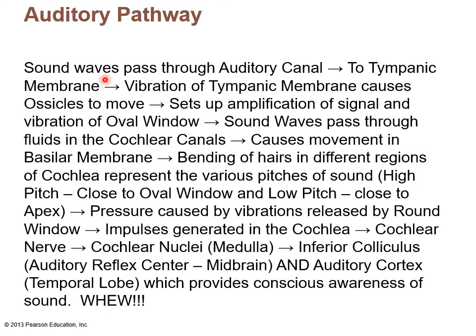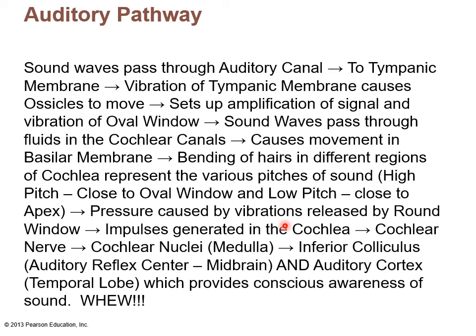So here's the pathway mapped out for you. Sound waves pass through the auditory canal to the tympanic membrane. Vibration of the tympanic membrane causes ossicles to move, sets up the amplification of signal, and vibration of the oval window. Sound waves pass through the fluids in the cochlear canals, causes movement in the basilar membrane. Bending of hairs in different regions of cochlea represent the various pitches of sound. High pitch close to the oval window, low pitch close to the apex.